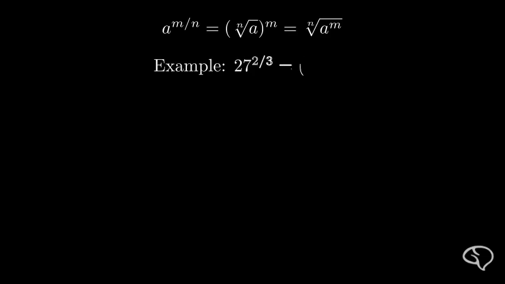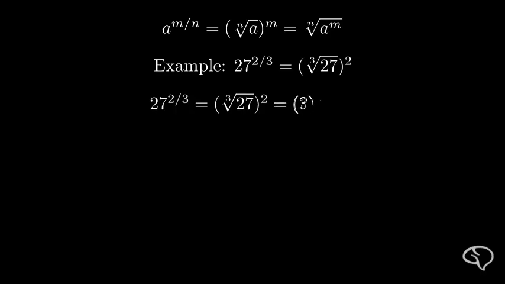Using the first form, we can write this as the cube root of 27, all squared. First, we calculate the cube root of 27, which is 3. Then, we square that result. 3 squared is 9. So 27 to the power of 2 over 3 is 9.